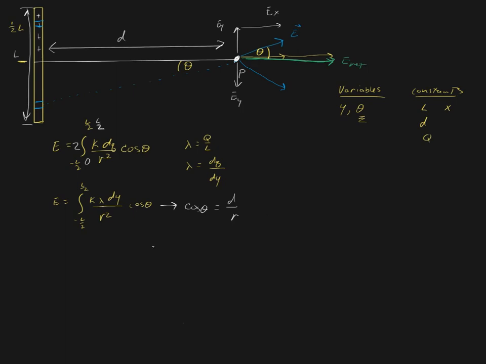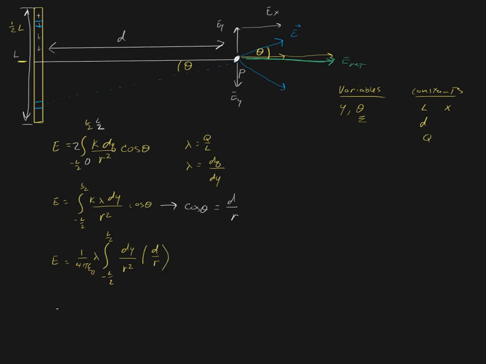So that means we can write E is equal to 1 over 4 pi epsilon naught, might as well throw that in there now, get it taken care of, times the integral of minus L over 2 to L over 2. Lambda is a constant, so we'll pull that out. And that's going to give us dy over r squared times d over r, which was cosine theta.